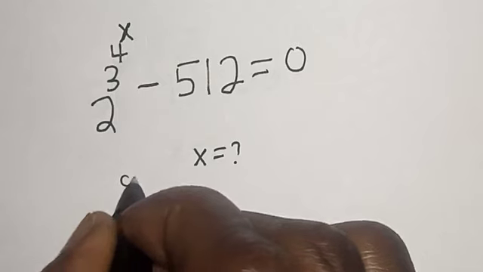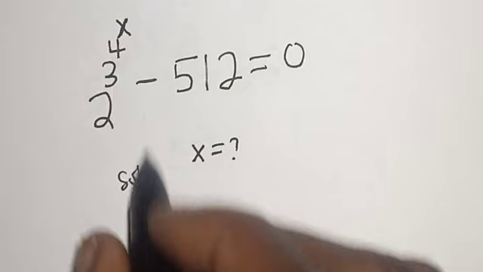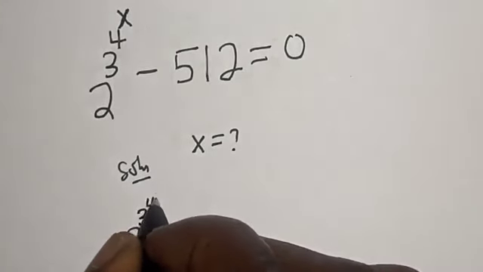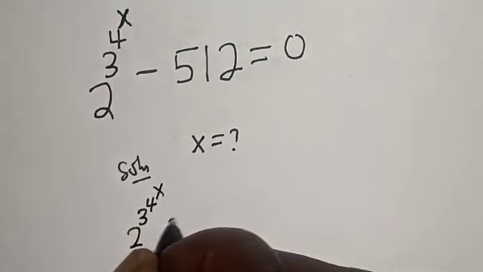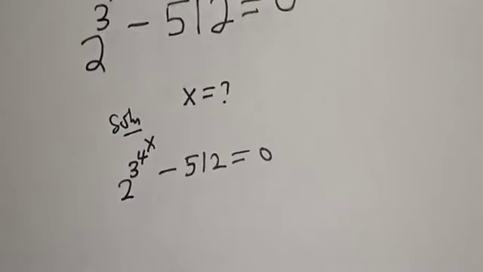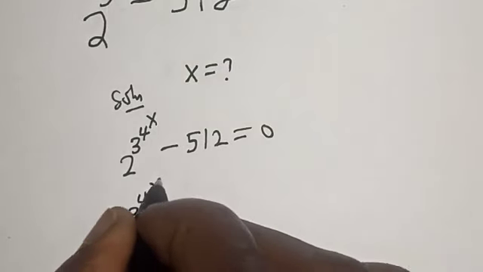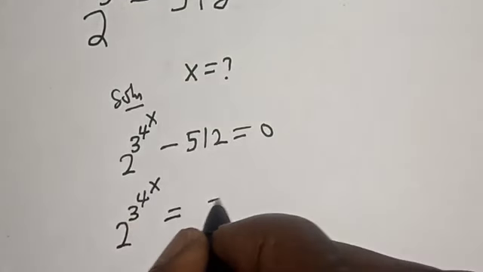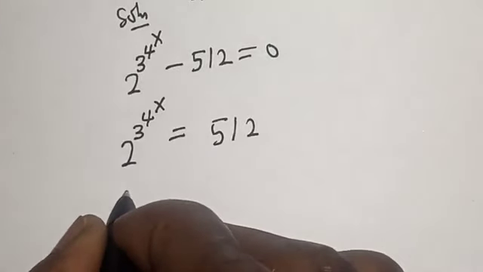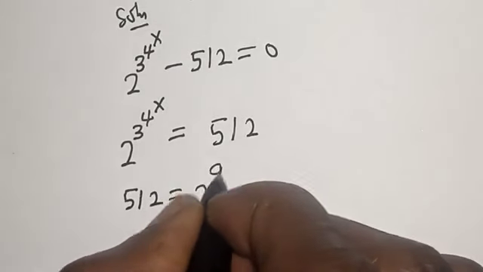Solution. 2 to the power of 3 to the power of 4 to the power of x minus 512 is equal to 0. Then this is 2 to the power of 3 to the power of 4 to the power of x is equal to 512. But 512 is equal to 2 raised to the power of 9.